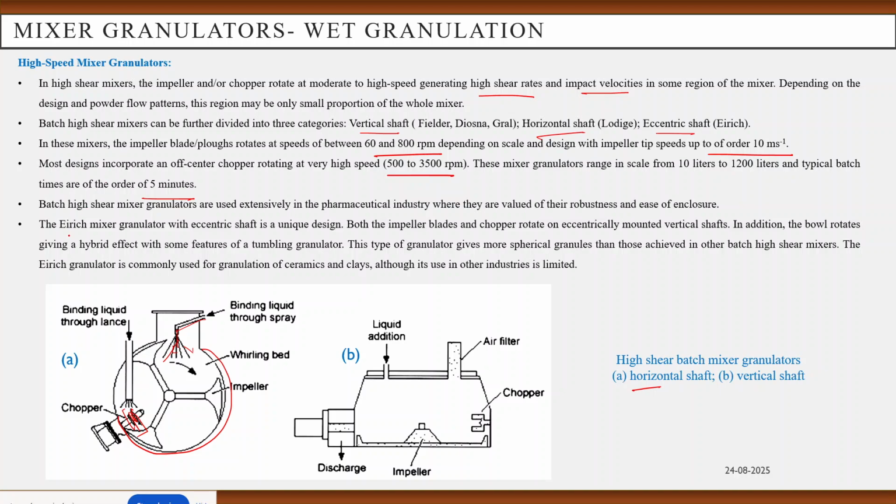The next one is the Eirich mixer granulator with eccentric shaft, which is a very unique design. Both the impeller blades and the chopper rotate eccentrically mounted over the vertical shaft, and in addition the bowl rotates, giving a hybrid effect with some features of the tumbling granulator. This type of granulator gives more spherical granules than those achieved in other batch high shear mixers. The Eirich granulator is commonly used for granulation of ceramics and clays, although its use in other industries is very limited.